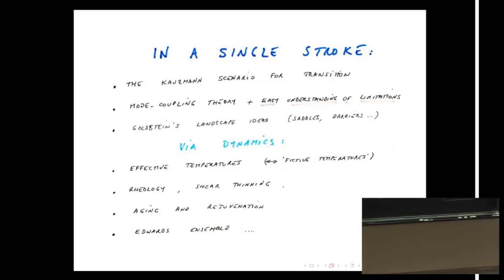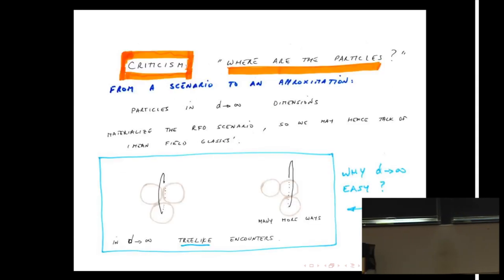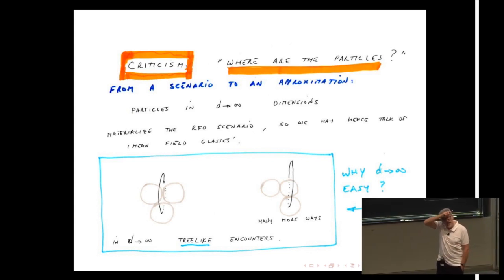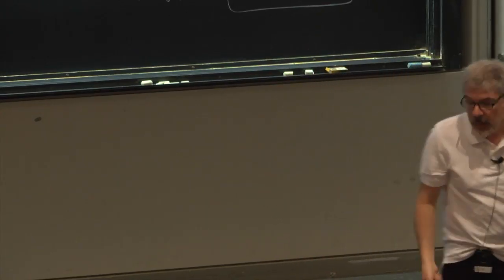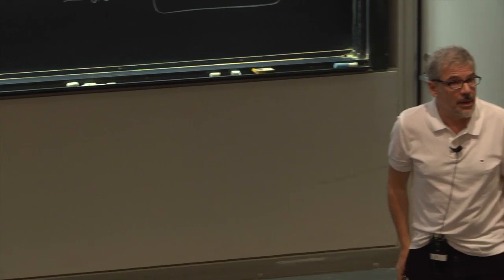Now, not everybody believed, still, and the main criticism you could make is: yes, but where are the particles? You say that this is a model for glasses, but where are the particles? Because you see, this spin model had no particles in it.